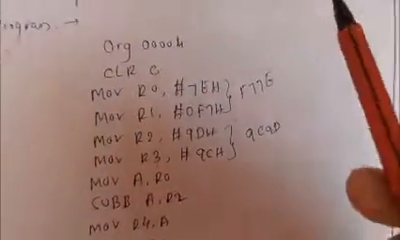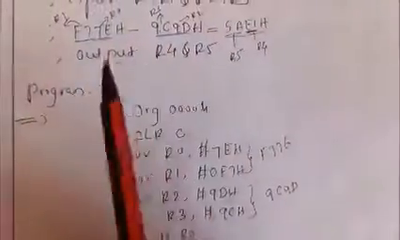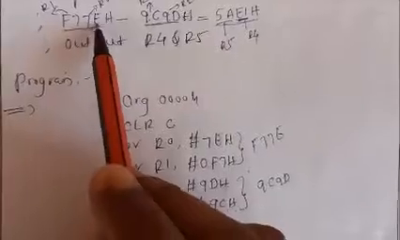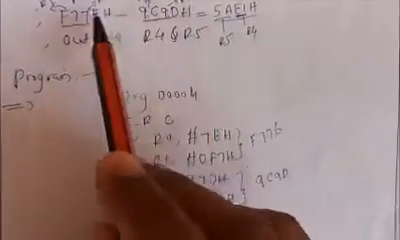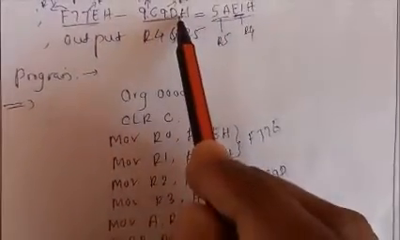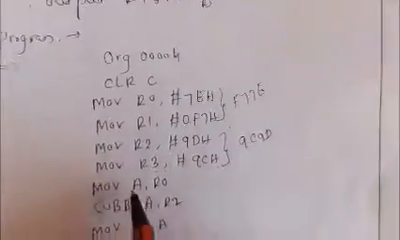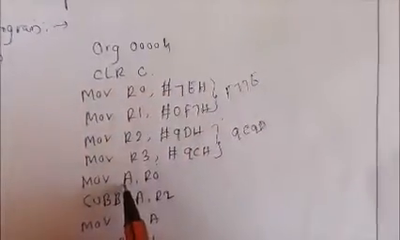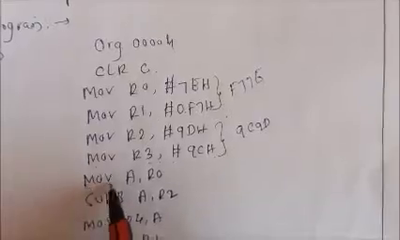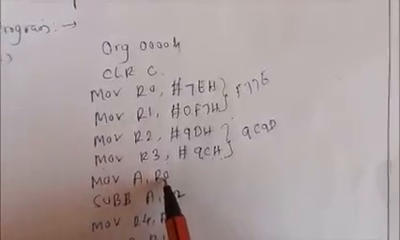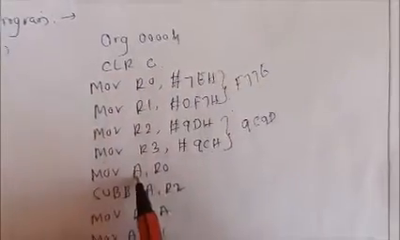So what is the next one here? I need to perform the subtraction between the first two numbers. That is 7E minus 9D. I need to perform this one. So how to perform? First I need to load the 7E to the accumulator. Is it clear? By using MOV A, R0. That means 7E is loading to the A.